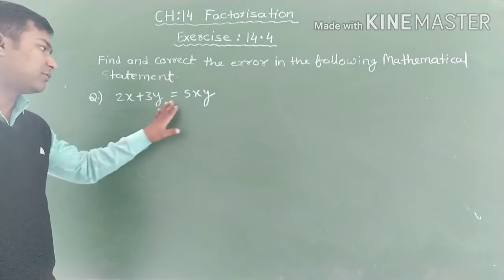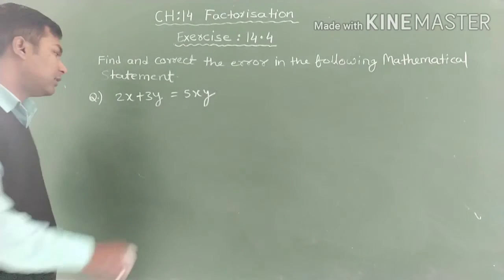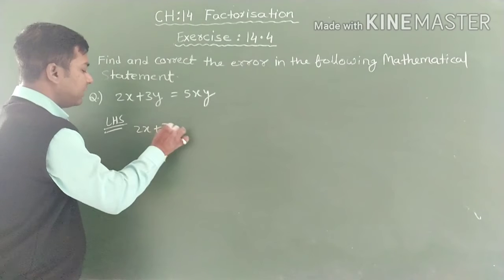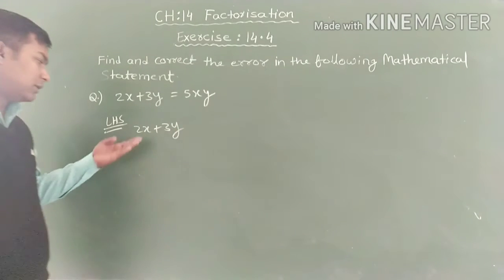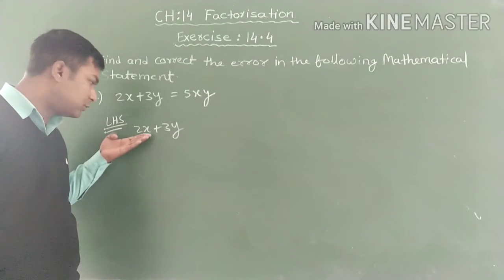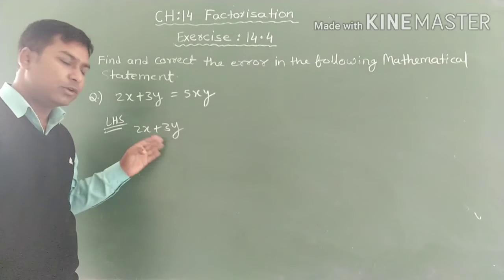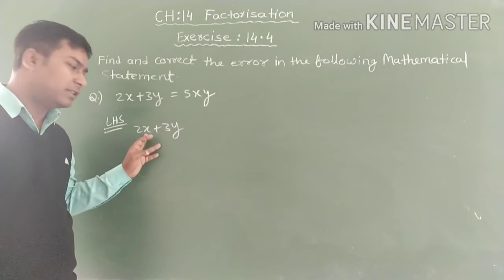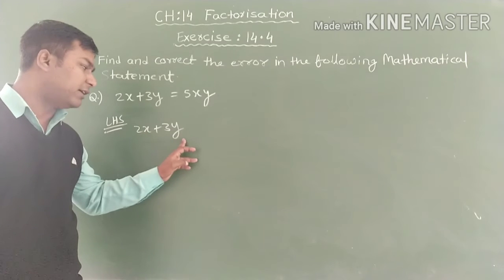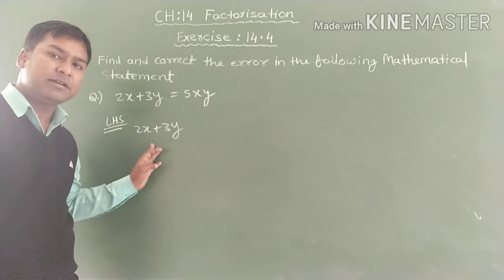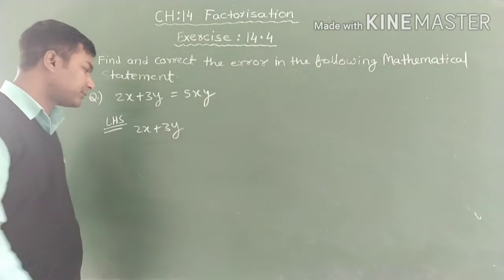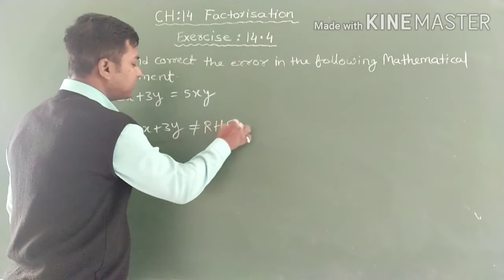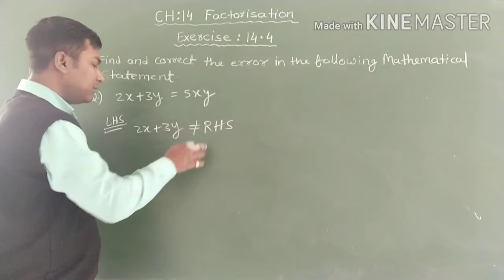2x plus 3y equals to 5x. Okay. Now just take LHS part. So 2x plus 3y. In LHS part there are two terms, 2x and 3y. These two terms cannot be added because there are different variables. In 2x, x is the variable, and in 3y, y is the variable, and the variables are different, so they cannot be added. Now this is not equal to RHS. RHS is given here 5xy, so this is completely wrong.